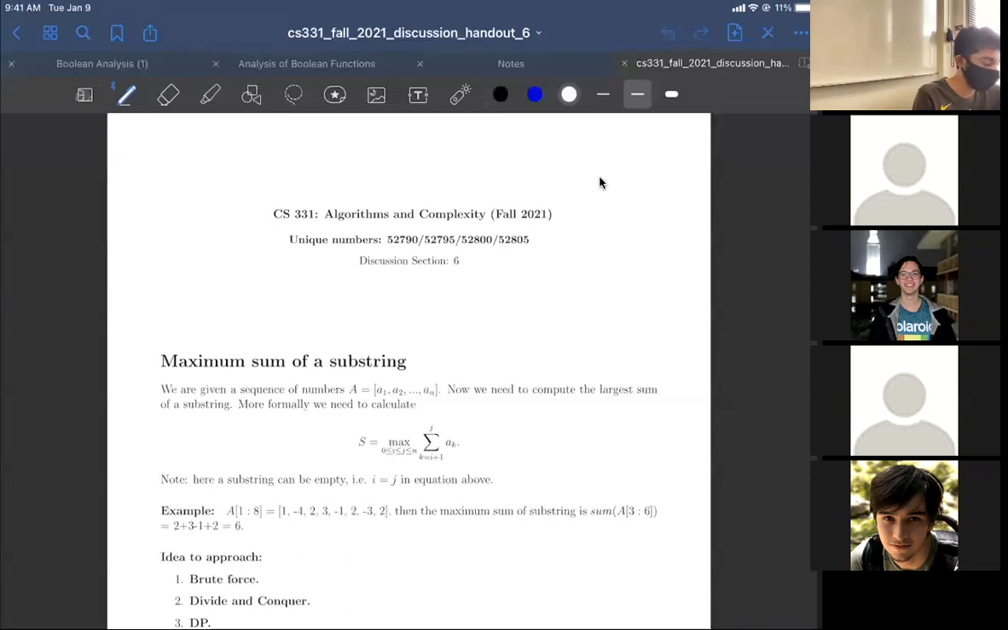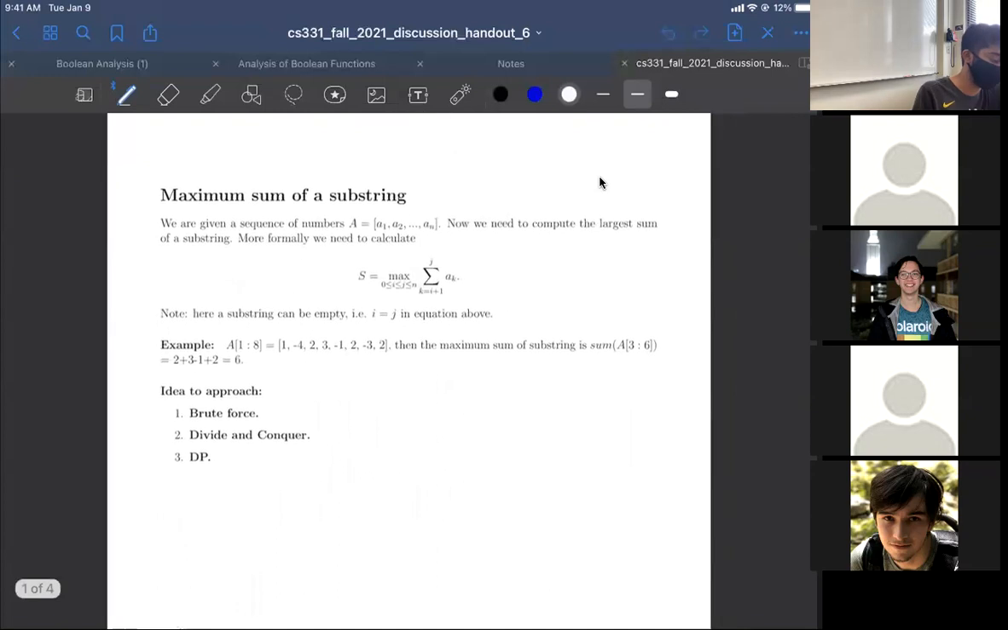So I'll give you a minute to think about how to do the brute force solution. All right. Just take a minute and try to figure out the problem statement, then think about the brute force solution and think about how you might do it using divide and conquer.